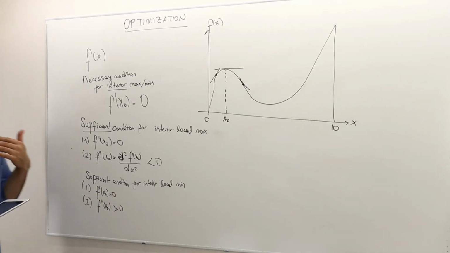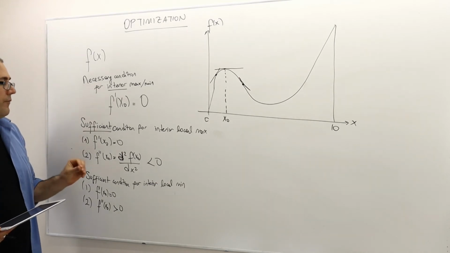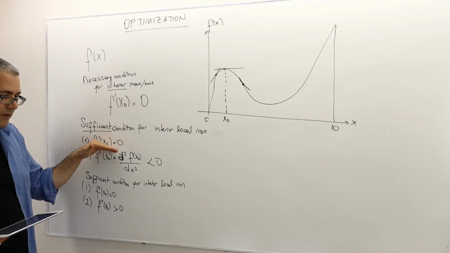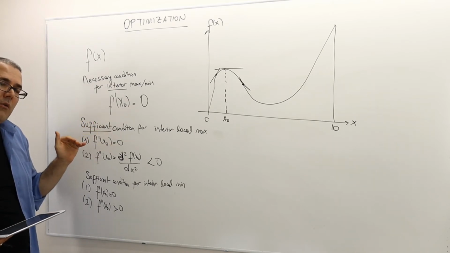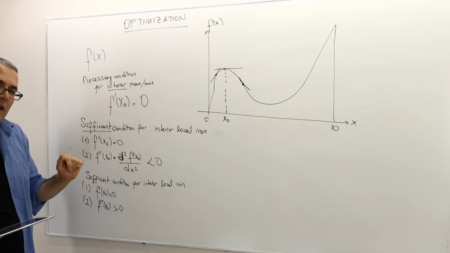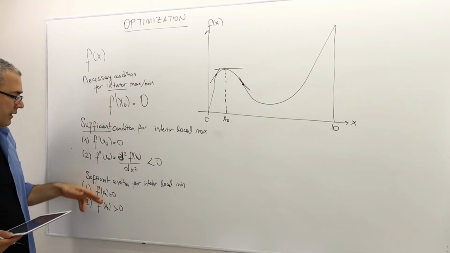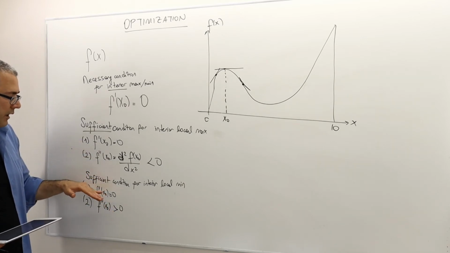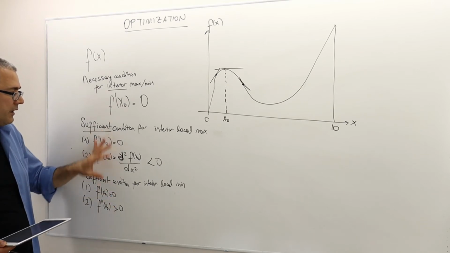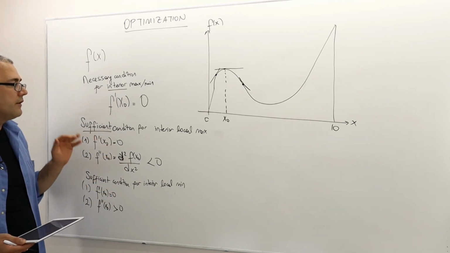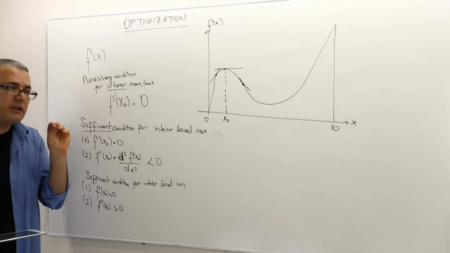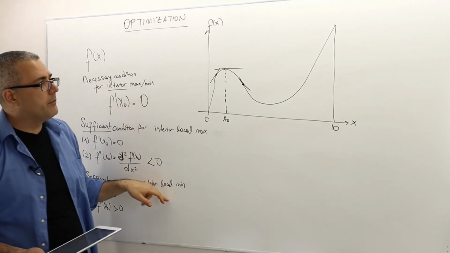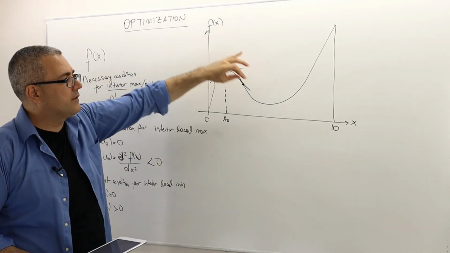So that means if x0 is an interior local max, then the derivative of my function at this point will be 0, and the second derivative is going to take a negative value. If it is a local min, then the second derivative at that point is going to take positive values. So if x0 satisfies these conditions, then I can be sure that this point x0 is an interior local max or min. In this case, this is a local max, this is a local min.